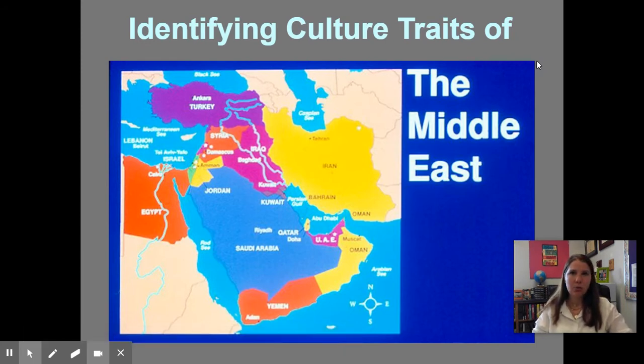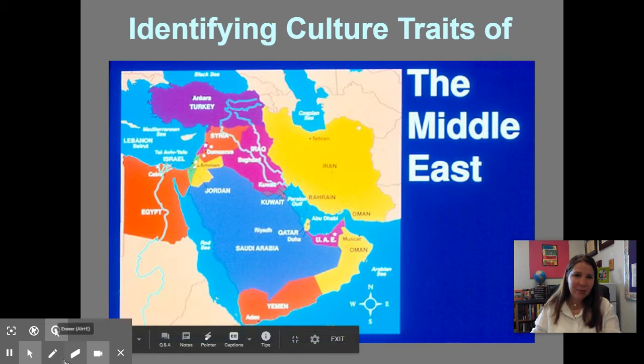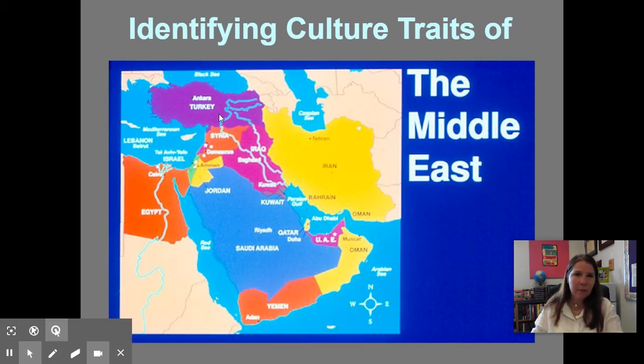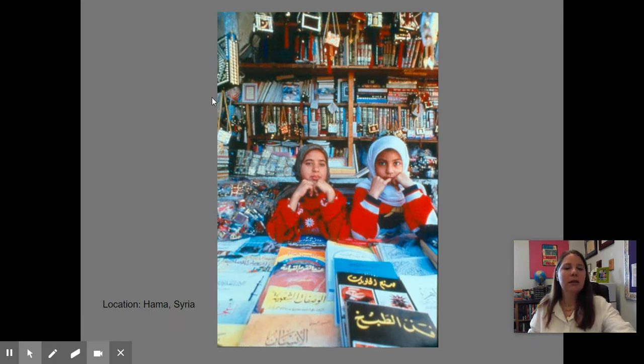Today's lesson in social studies is identifying culture traits of the Middle East. First, I'd like to draw your attention to this map that we're looking at. And please notice, let me see if I can get the pointer the right way. Please notice, oh good, it works.